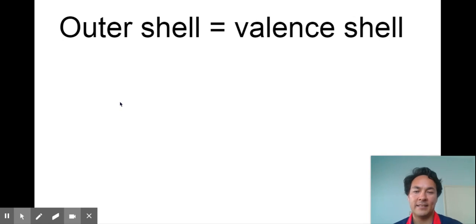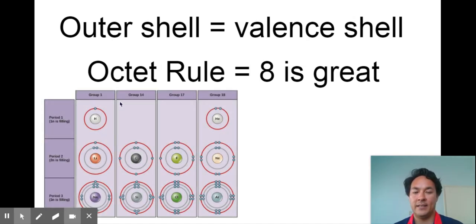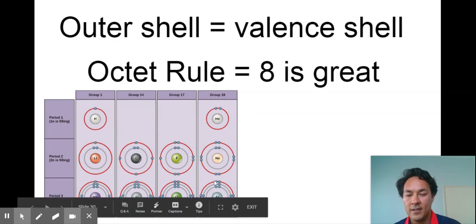All right, so I've been hinting at these rules and these outer shells. So the outer shell is called the valence shell, the ones that interact. And the octet rule means that 8 is great, is what I used to tell my students when I taught like a beginner physical science class. And so it means that the atoms are stable when they have 8 in their outer shell. So we've gone over that. So here you can see that neon is very stable. 1, 2, 3, 4, 5, 6, 7, 8. Whereas fluorine is missing 1.